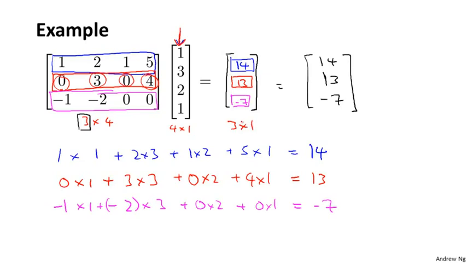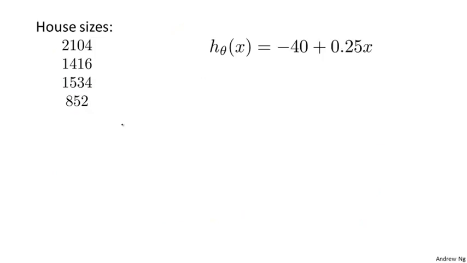I know that a lot just happened on this slide, so if you're not quite sure where all these numbers went, feel free to pause the video and take a slow, careful look at this big calculation that we just did, and try to make sure that you understand the steps of what just happened to get us these numbers 14, 13, and negative 7.